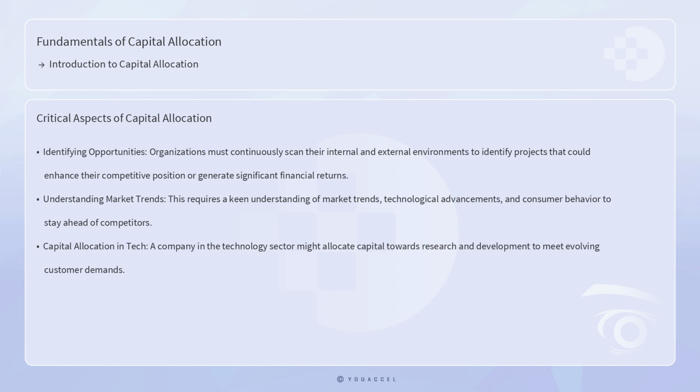One of the critical aspects of capital allocation is the identification of investment opportunities. Organizations must continuously scan their internal and external environments to identify projects that could enhance their competitive position or generate significant financial returns. This requires a keen understanding of market trends, technological advancements, and consumer behavior. For example, a company in the technology sector might allocate capital towards research and development to stay ahead of competitors and meet evolving customer demands.